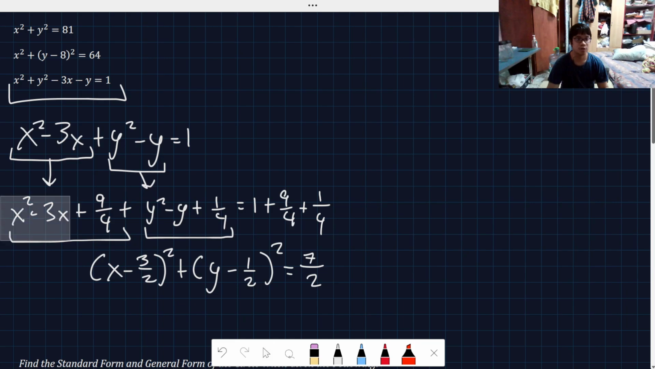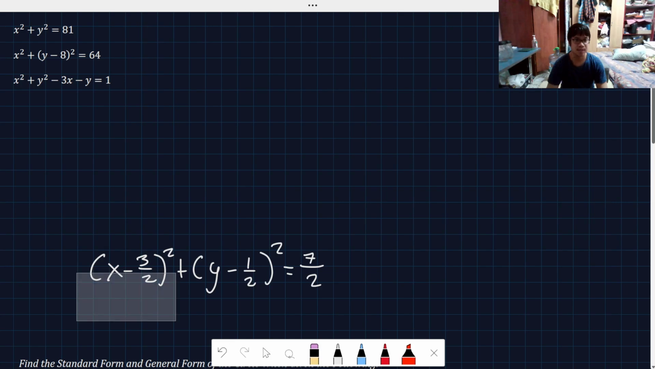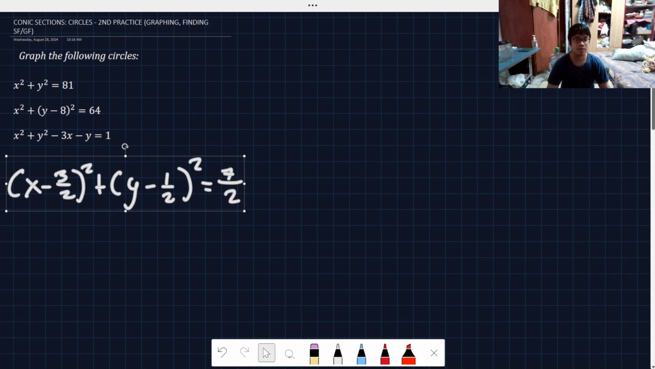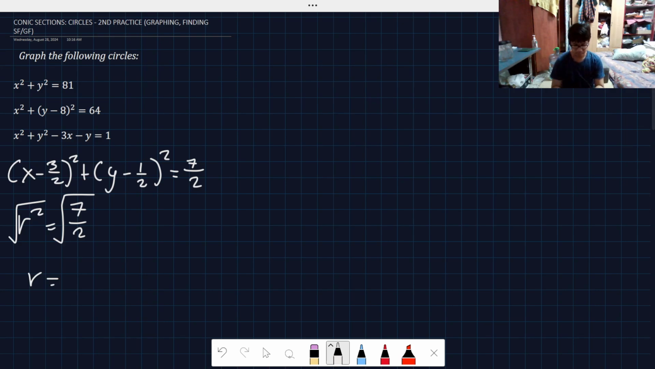All right, so I'm just gonna erase this one and let's proceed with graphing already. First and foremost, we must know the length of your radius. So remember, your r squared is the number on the right side. So r squared is equal to 7 all over 2. But again, we're looking for the length of the radius, so we have to square root both sides. So here, the exact value for this one, obviously, is square root of 7 all over 2.